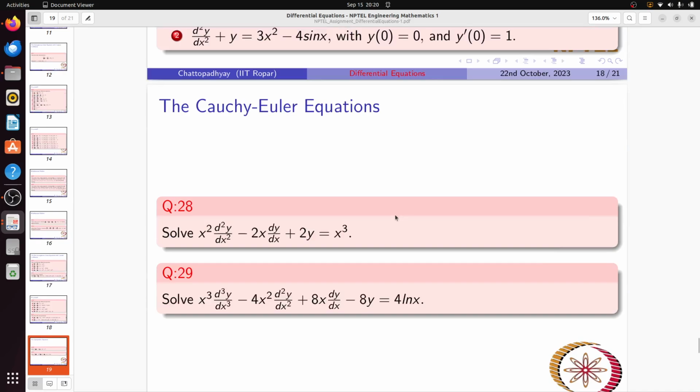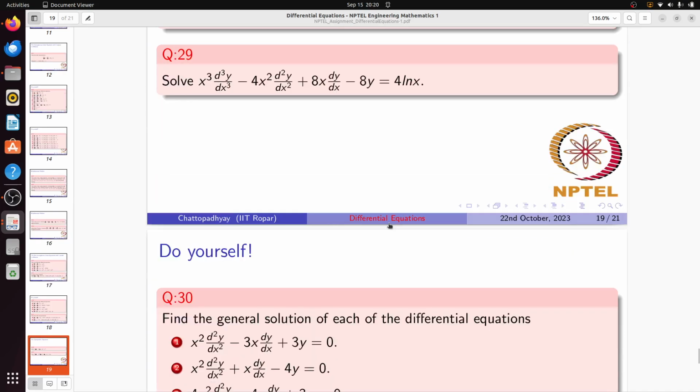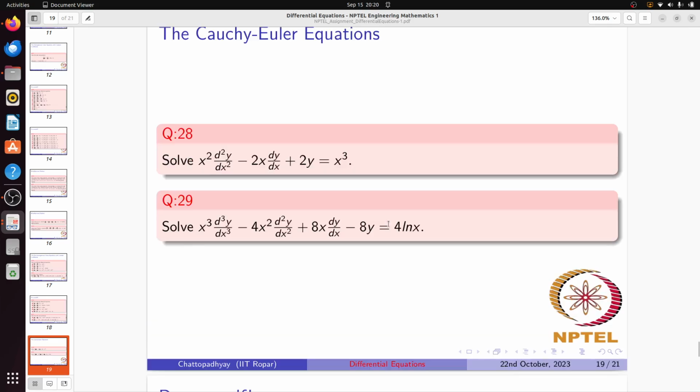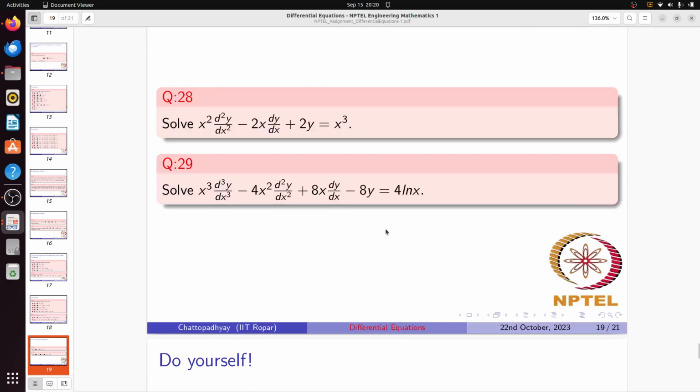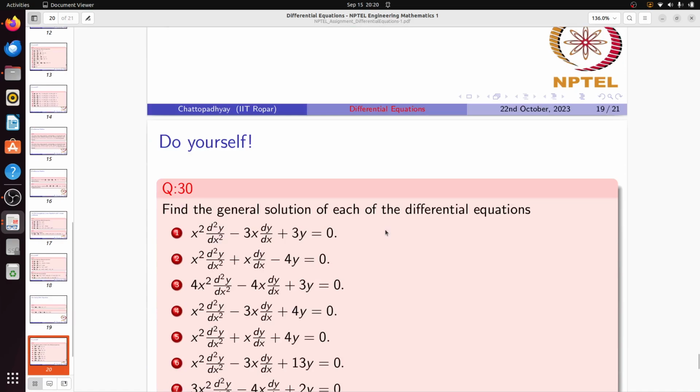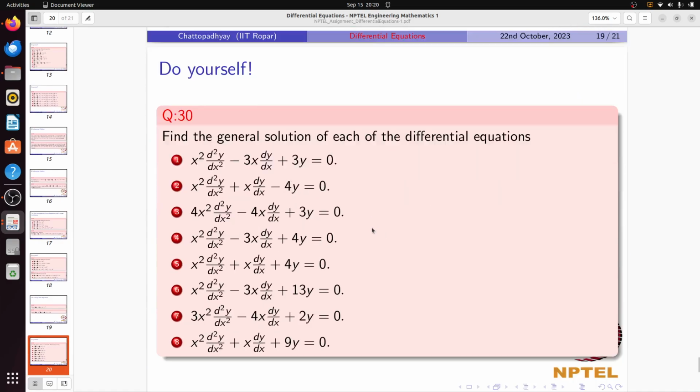There are some Cauchy-Euler equations, you can also solve them. Then also you have some do-yourself problems. You have to find the general solution of each of the differential equations. All of them are homogeneous Cauchy-Euler differential equations. I hope that you can solve these problems. They are not that much tough, right?